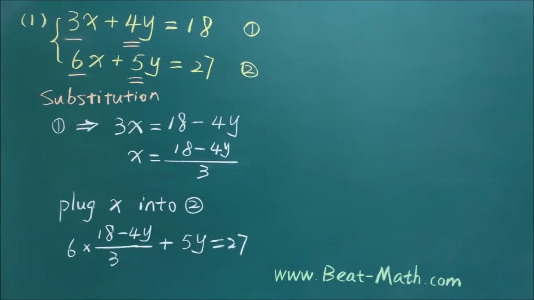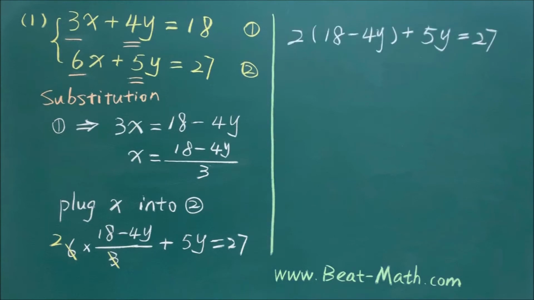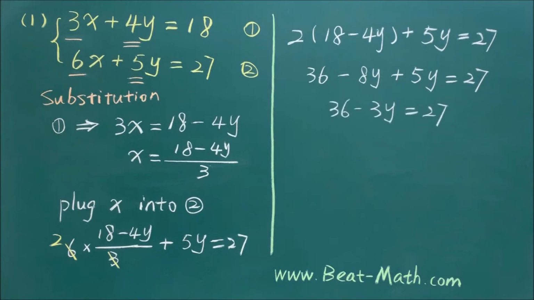6 divided by 3 equals 2. 2 times 18 equals 36. 2 times 4y equals 8y. And then negative 8y plus 5y equals negative 3y. Move negative 3y to the right side and get positive 3y because I hate negative numbers. And move 27 to the other side and get minus 27. 36 minus 27 equals 9. Divide both sides by 3 and get 3 equals y. That is, y equals 3.